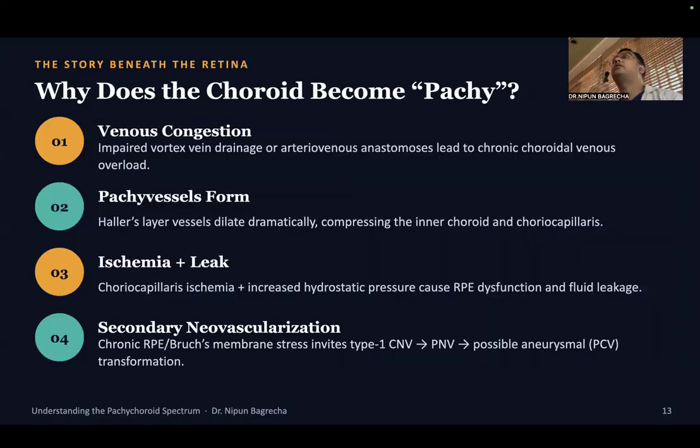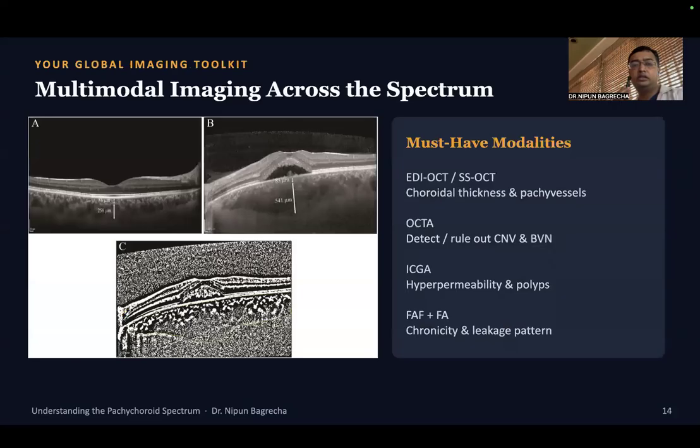So why does the choroid become pachy? As we discussed, the venous congestion forms the pachyvessels. Then there is ischemia plus leak. Due to the ischemia, we have a secondary neovascularization, which causes the pachychoroid neovasculopathy, and further pachychoroid neovasculopathy causes the type 1 aneurysmal dilatation of the choroidal vessels, called PCV, which are very prone to bleed. So multimodal imaging is very essential for the diagnosis.